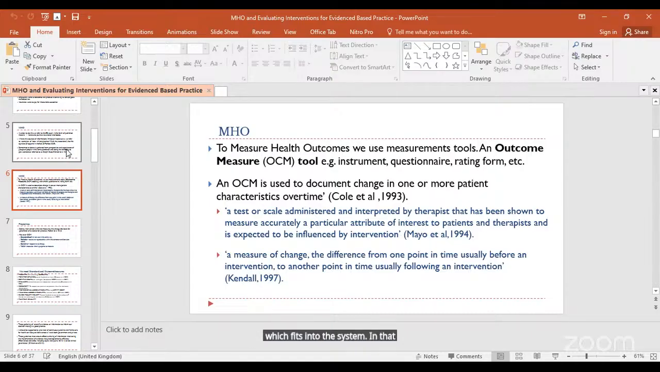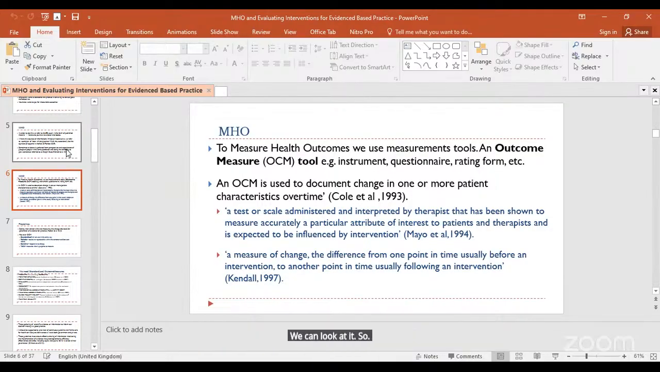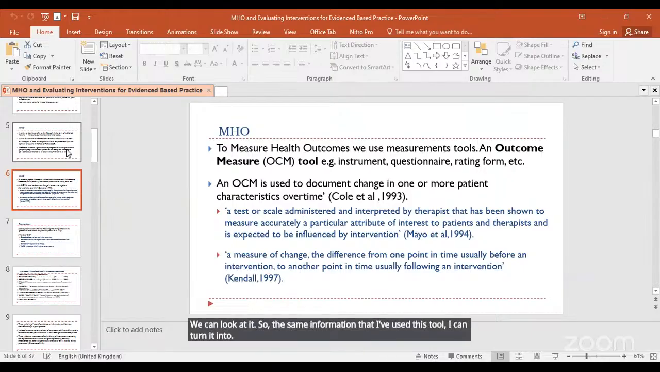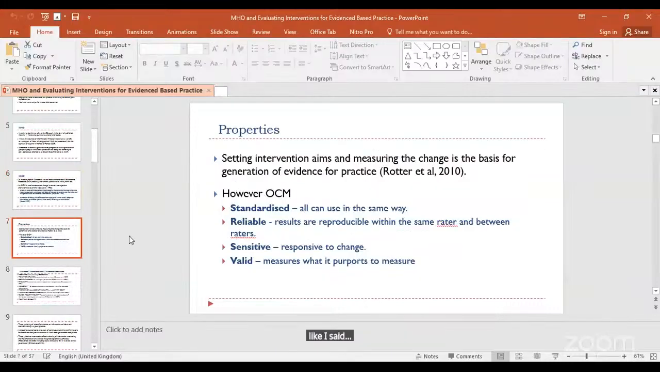In that case, we are looking at the outcome measure. Now we can look at it from a political perspective. We can look at it from an economic perspective. So the same information that I've gotten using this tool, I can turn it into a political tool, in essence. But I can only do that when I'm looking at that tool from measuring health outcomes, not the tool itself as a tool. Like I said, I'm going to shake up the foundation, but please take it like that.